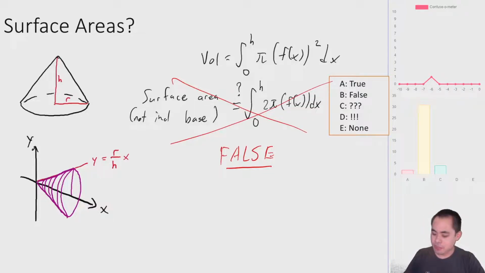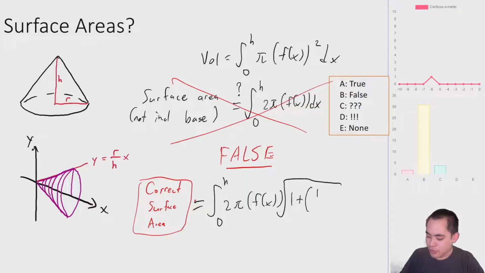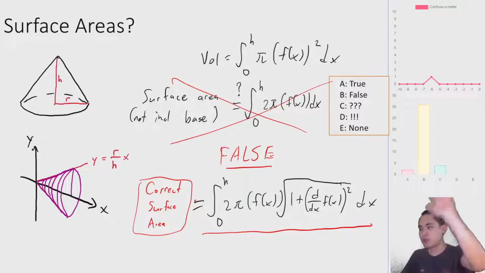You can get the correct surface area. So the correct surface area, there is a formula for this, and that's going to be equal to the integral from 0 to h of 2 pi times f of x times the square root of 1 plus the derivative d dx of f of x, squared, dx. Now, in many other calculus classes, this would be something that I would expect you to learn how to do. In this calculus class, we are not going to be talking about surface area, so you don't have to memorize. So don't bother memorizing this formula.